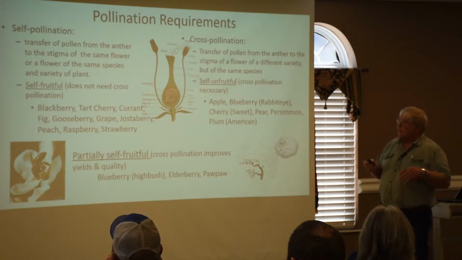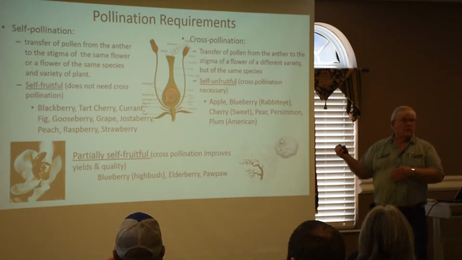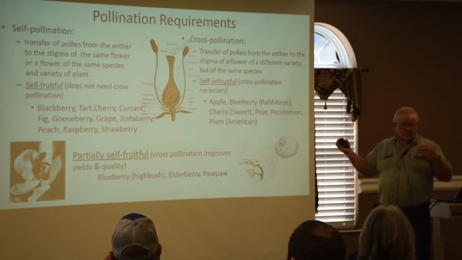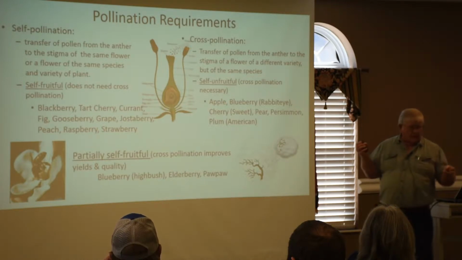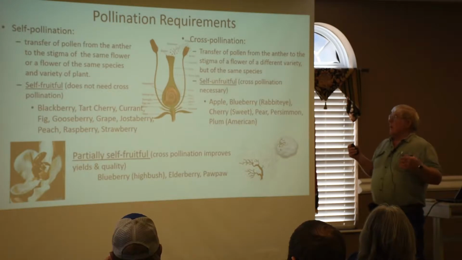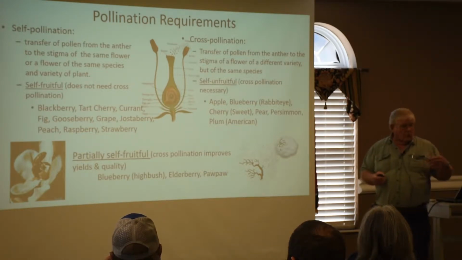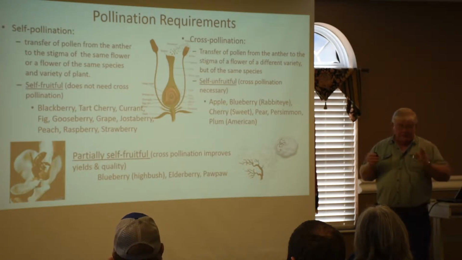Some fruits are self-fertile. All the peach varieties we grow, basically all the blackberry varieties, strawberries, are self-fertile. You can have one variety, and as far as that plant's going, it'll set a crop of fruit because they don't need to be cross-pollinated.